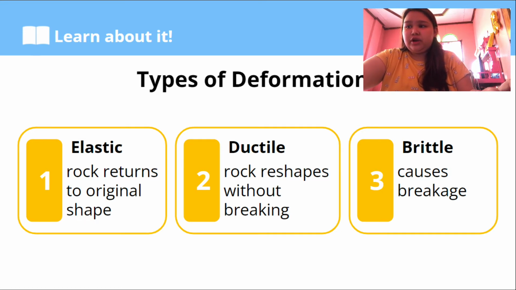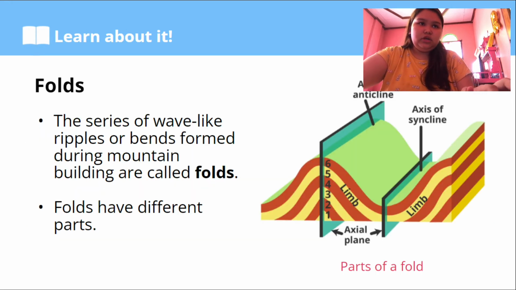This deformation occurs in areas which have high pressure and high temperature. Brittle deformation causes breakage. This deformation occurs at low pressure and low temperature conditions. So folds. The series of wave-like ripples or bends formed during mountain building are called folds. Folds have different parts. So this is a picture of the parts of a fold.